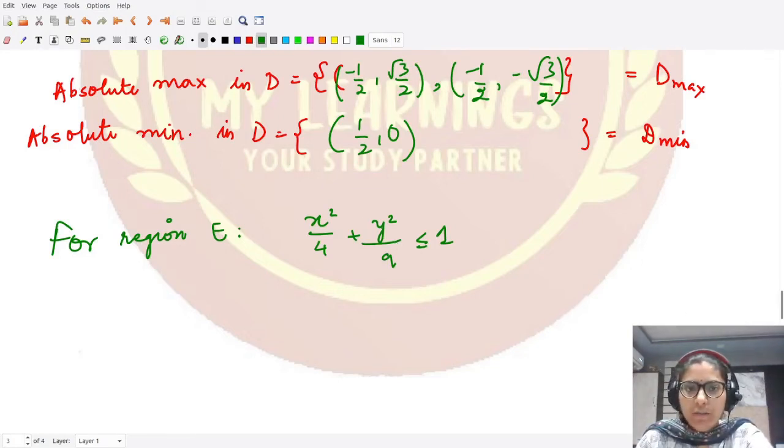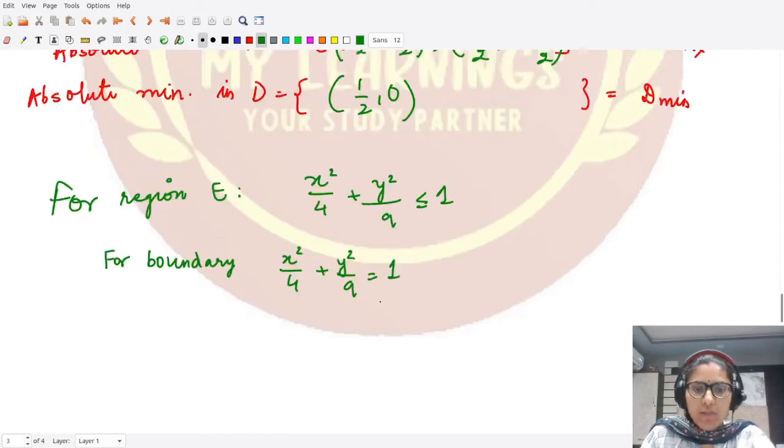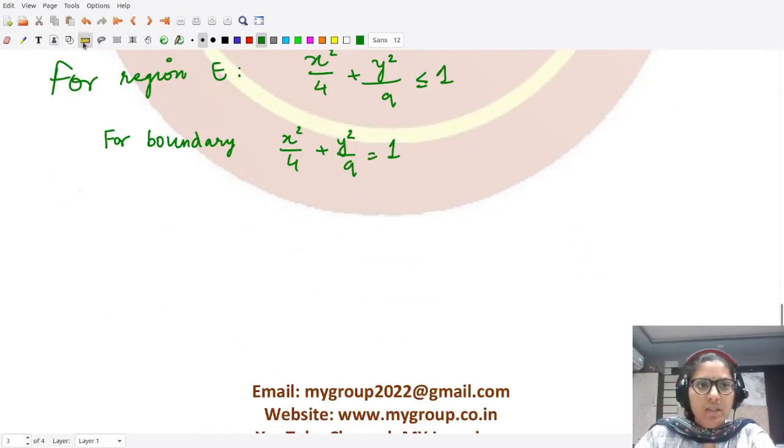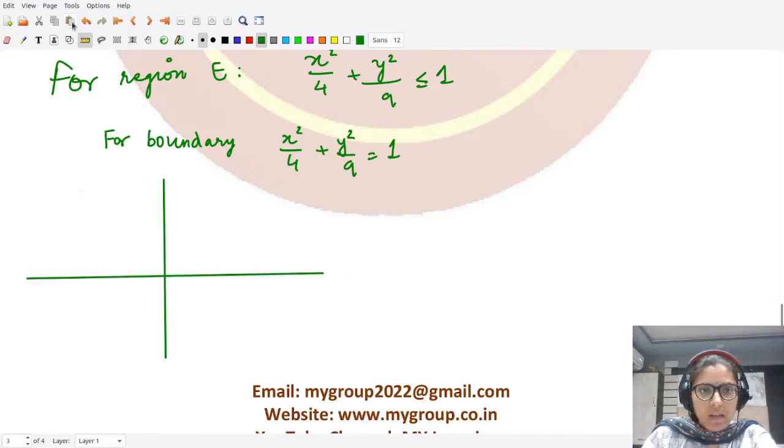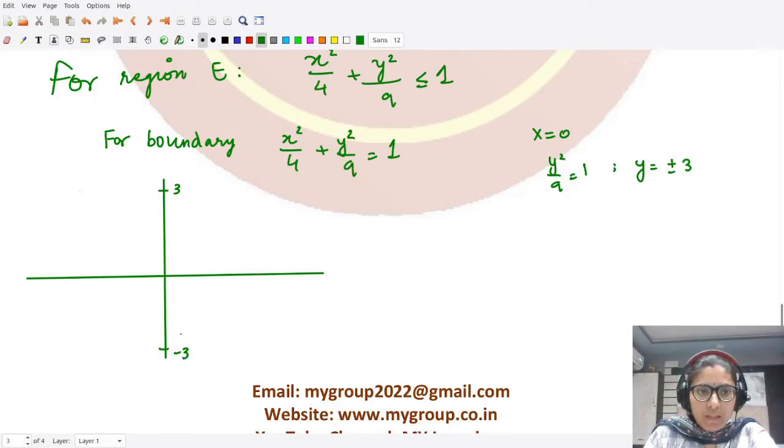So here for the boundary we have the equality sign. For the boundary we will be taking x square by 4 plus y square by 9 is equal to 1. First of all, let's see this region here. So here we have our x's. Now if you substitute x as 0, you have y square by 9 is equal to 1. So the maximum limits for y are plus minus 3. That means y here would lie up to these places.